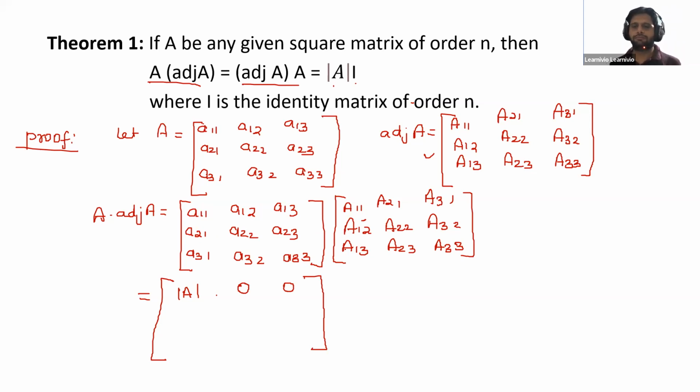So 0, A, 0, again, determinant of A, again 0. 0. Very good.